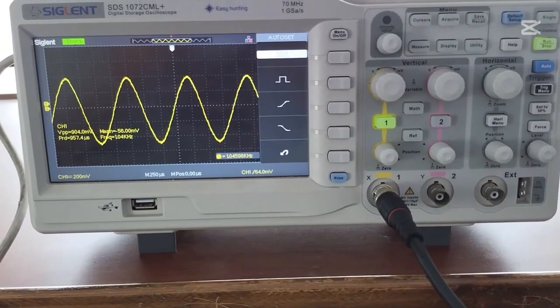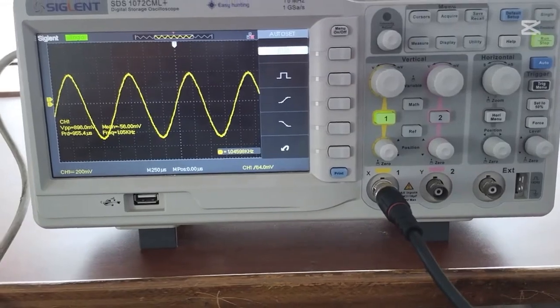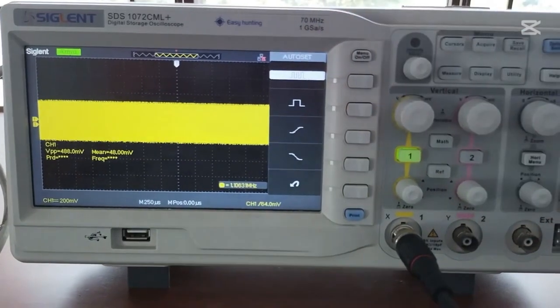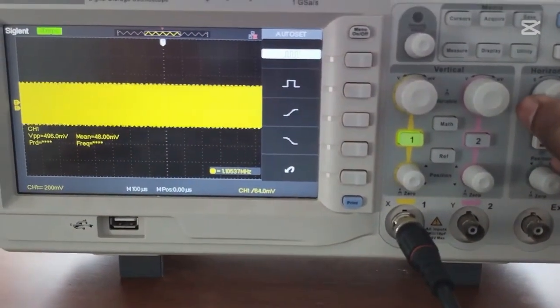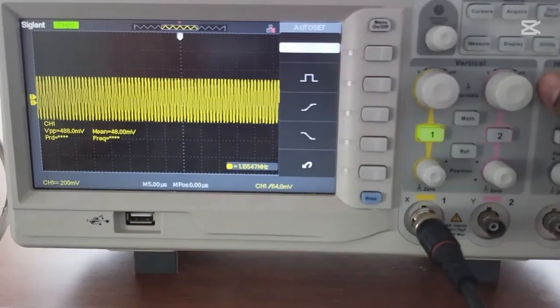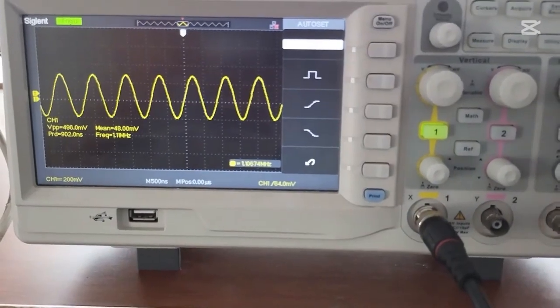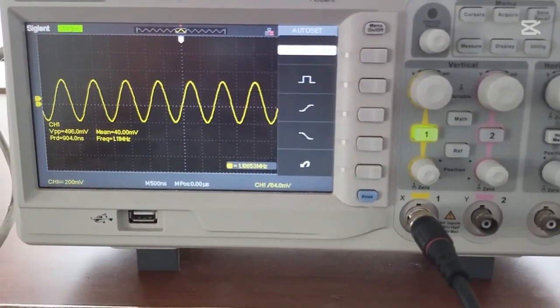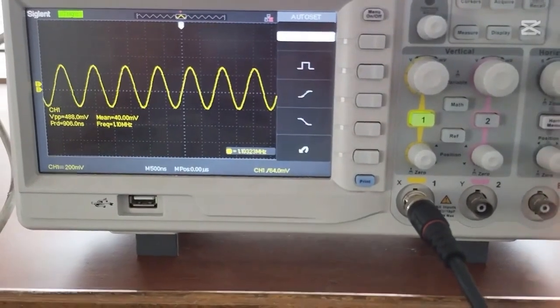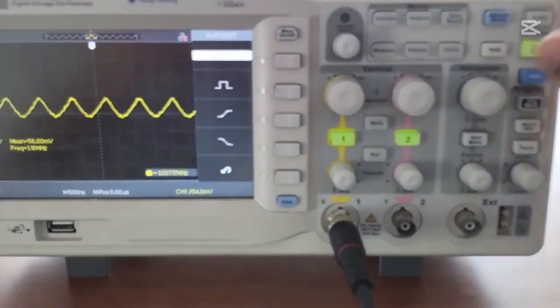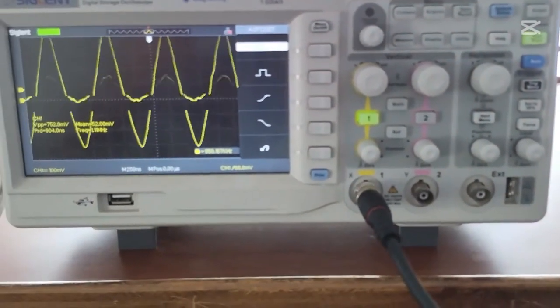Okay, students, this is the message signal that we have, and if I show you the carrier signal, it will look like this one. So this is the carrier signal. It is a pure sinusoidal wave. If I change the time per div, you will see a pure sinusoidal wave. Okay, if I show you the modulated signal, it will look like this one. This is the modulated signal that we have.